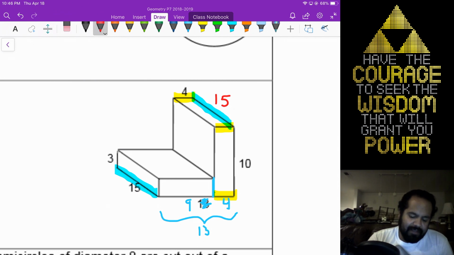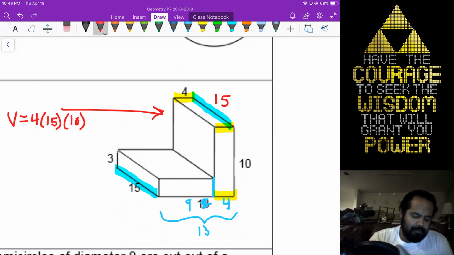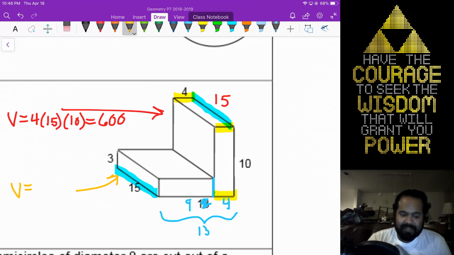So for my right prism, for this one here, this volume is going to equal 4 times 15 times 10. So that should be 600. Now for this, let's use a different color. For this one here, this volume is going to be 3 times 15 times 9.